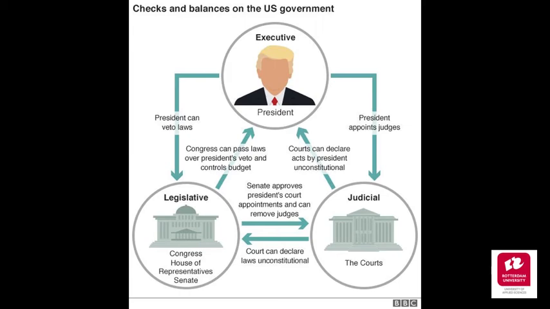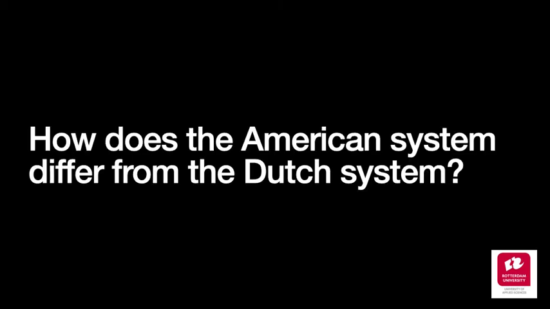So they can, and that happened just recently with Donald Trump. And so this is what we call the system of checks and balances, and you can read more about it in your book. Now, another question that you're going to have to answer for class is how the American system differs from the Dutch system. So make a list of how the American system that you've read about and watched in this video is different from the Dutch system.